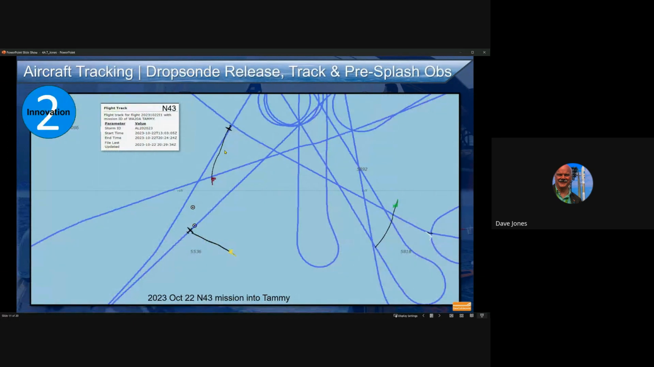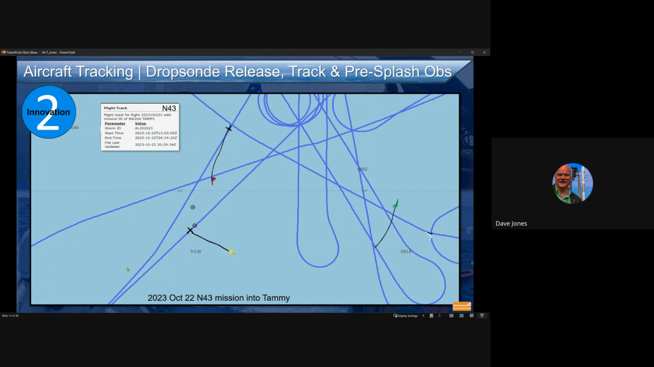This was fabulous. I looked forward to this every time we had missions go up. Here's an example of N43. This is for Tammy. Might be the situation that Greg was talking about just a few minutes ago, where the plane is flying along this path here, and then it dropped a sonde. You can see the track of the sonde, and then the observation here is the last observation prior to splash.